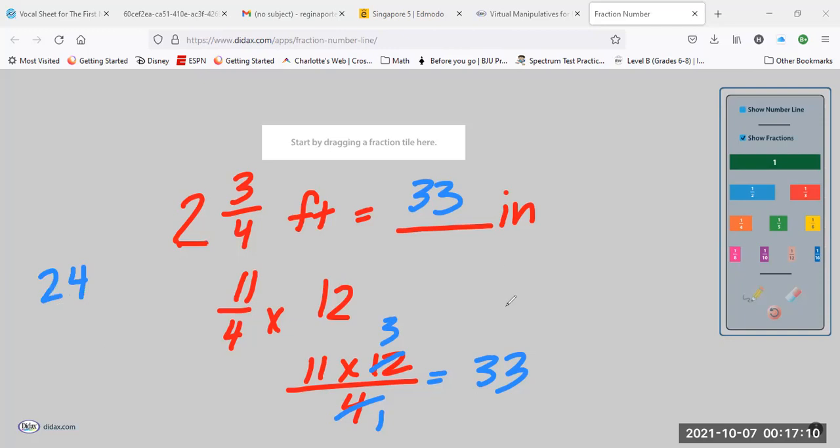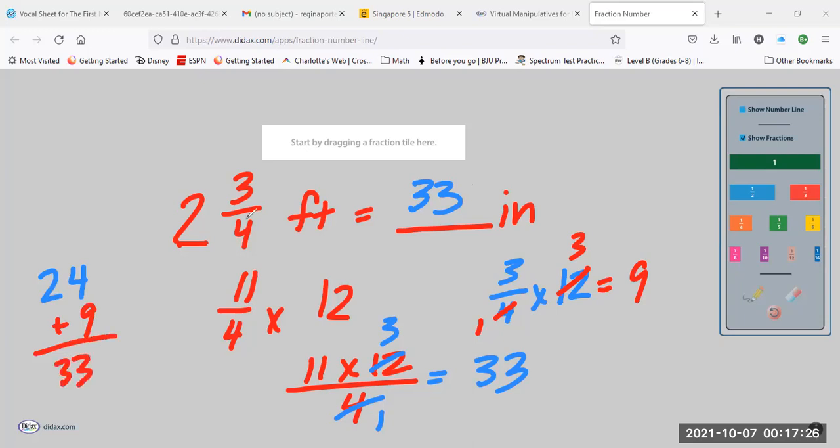And now let me find my 3/4 of 12. Well, 4 divided by 4 is 1. 12 divided by 4 is 3. So that's 9. And then coming back and saying 24 plus 9 is 33. That took a few more steps than just converting it all to an improper fraction first and multiplying. Both ways can be done, whichever way makes more sense to you.